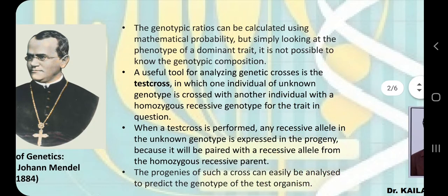In our previous video on monohybrid cross, we learned that genotype ratios can be calculated by using mathematical probability and by using Punnett squares. But it is not possible to determine the genotype of a dominant phenotype by only looking at the plant or by any calculation. So for that, Mendel devised a useful tool, which is called the test cross. What is a test cross?